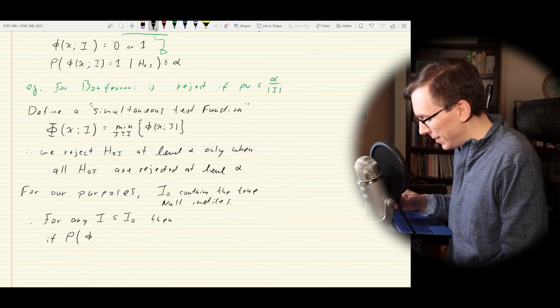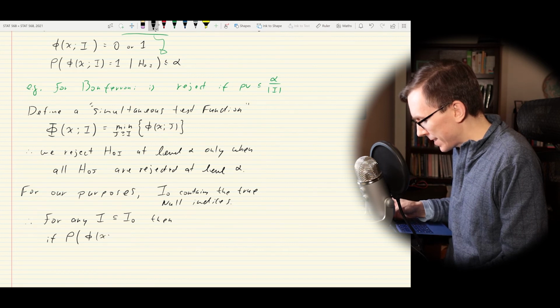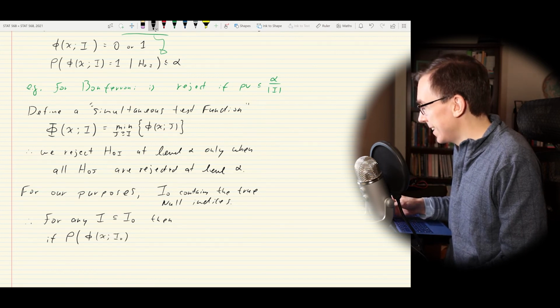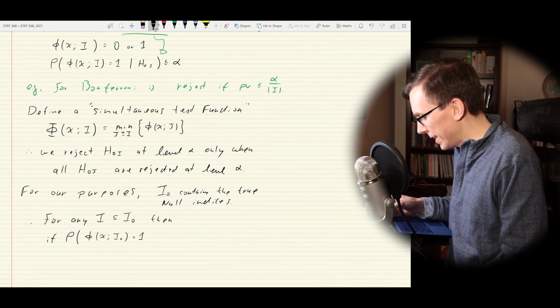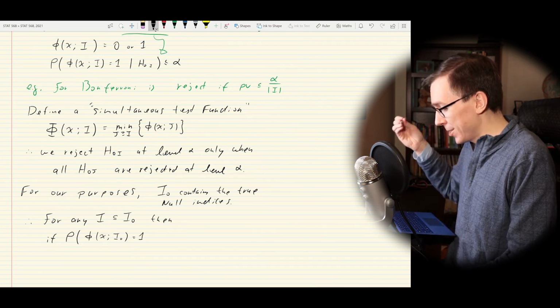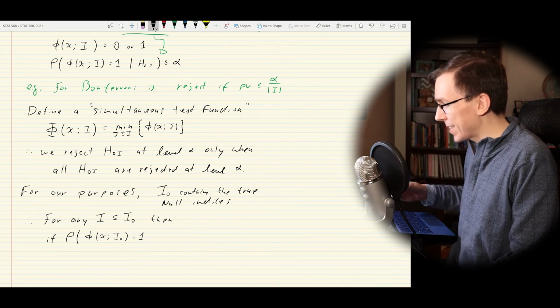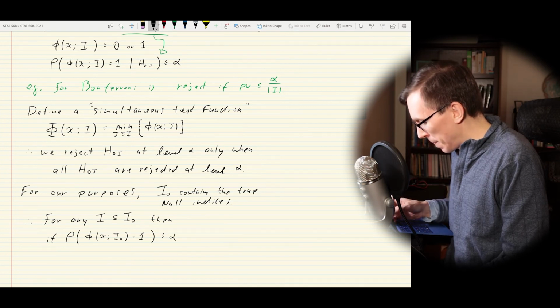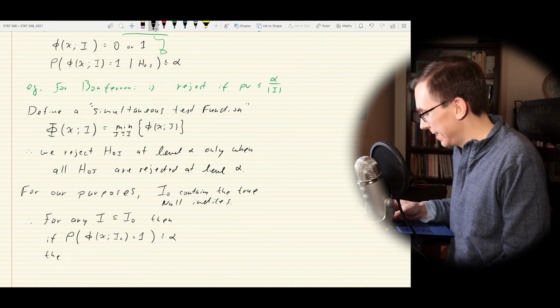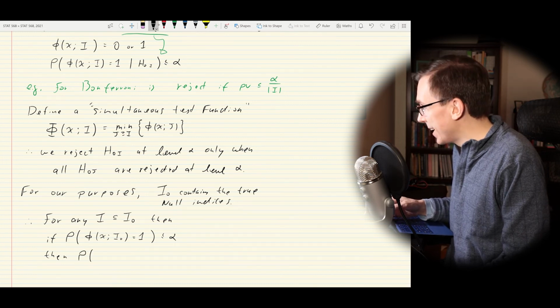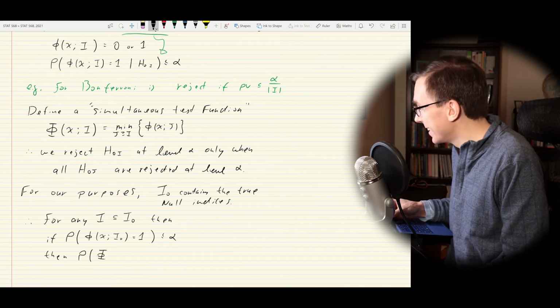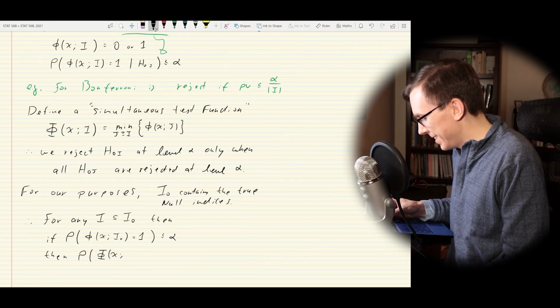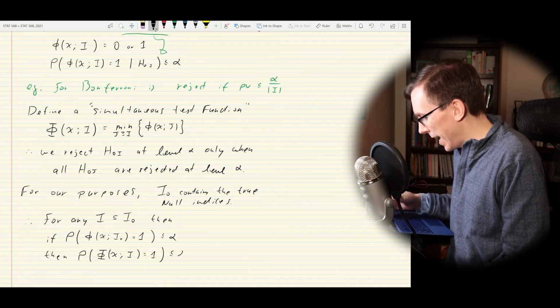I completely messed that up. Little phi of x, for whatever x is supposed to be, I naught, is equal to 1. The probability that this is equal to 1, which is that we reject the joint hypothesis, which is we make a false rejection, is less than or equal to alpha, then the simultaneous hypothesis, this crazy capital phi of x I is equal to 1 is less than or equal to alpha.